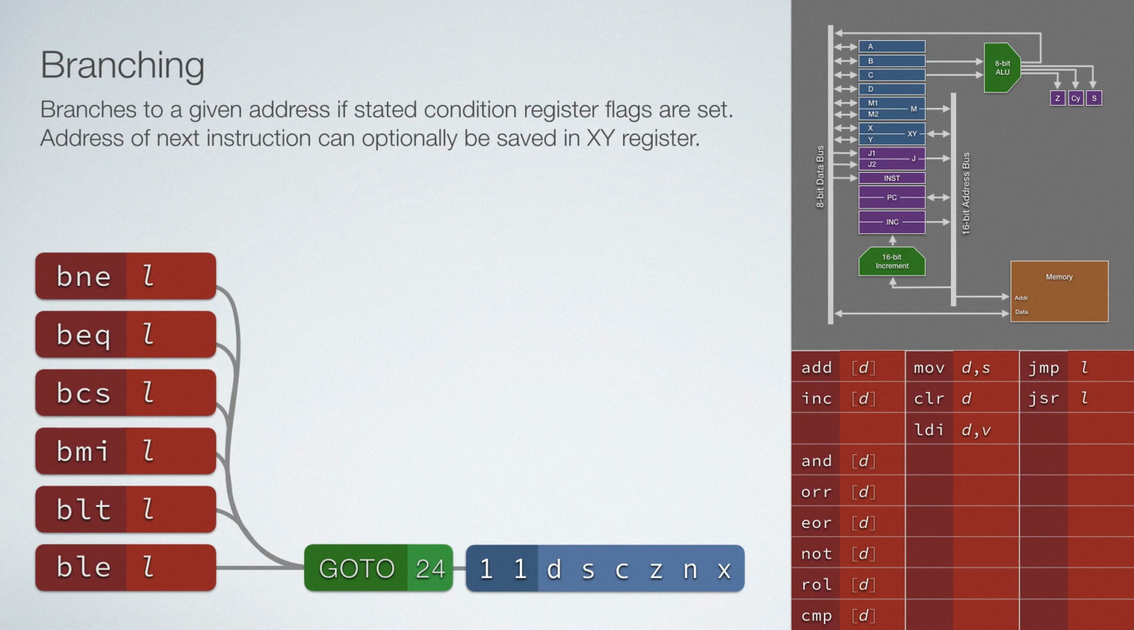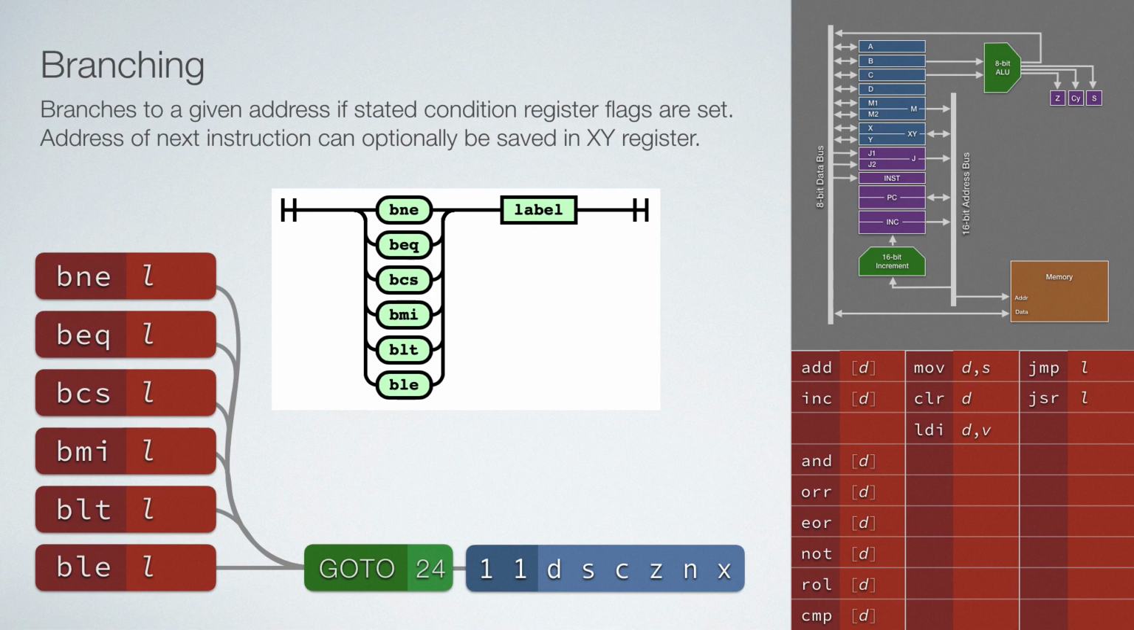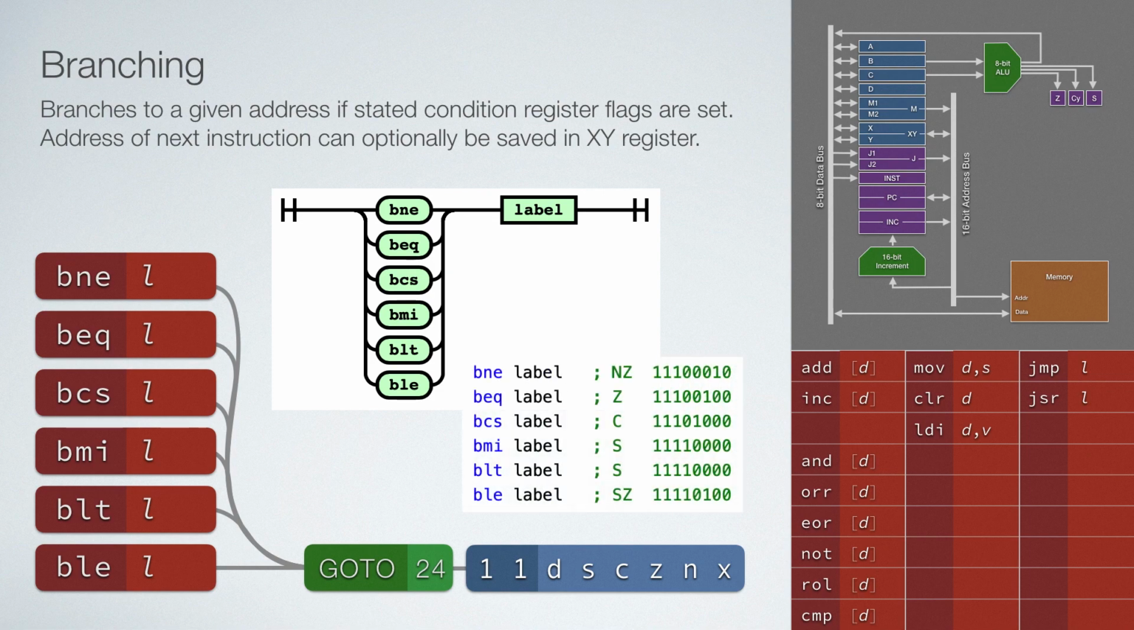The next one actually is a synonym for BMI. So this is branch less than. So again, if the number's minus, it's less than 0, and that's what we're saying here. So again, we can use BMI or BLT. They're the exact same opcode in both cases. The last one then is BLE, branch less than or equal. So again, here we're saying we're going to branch if the sign is set or if the 0 is set. Here's a railroad for each of those, and here's some examples of them in use.